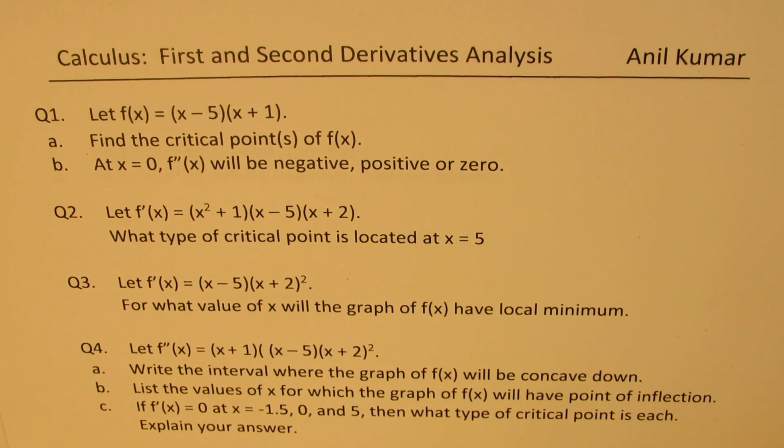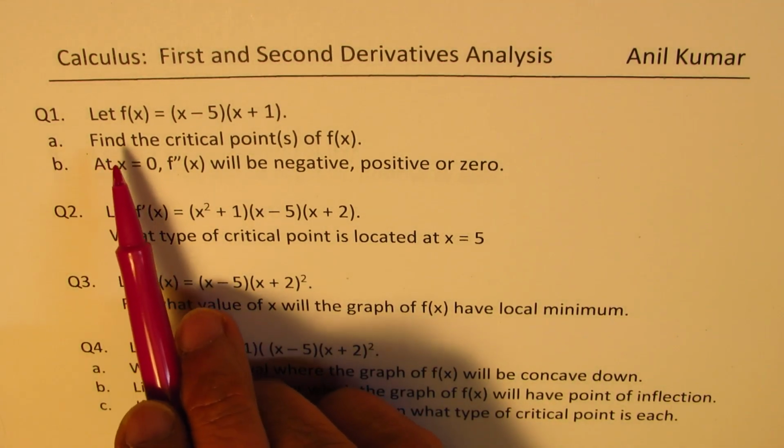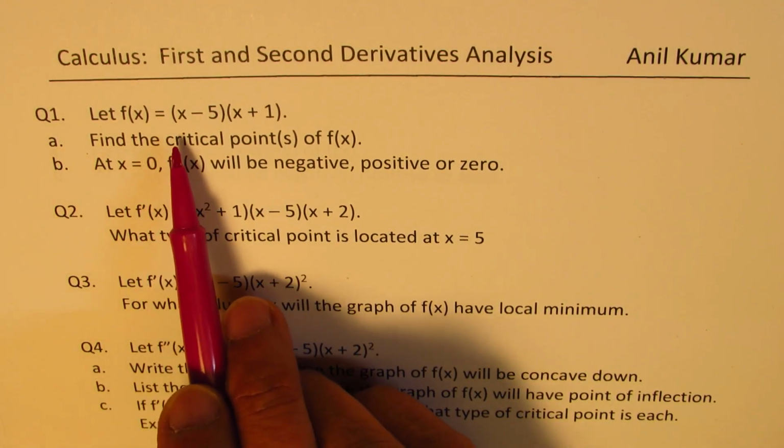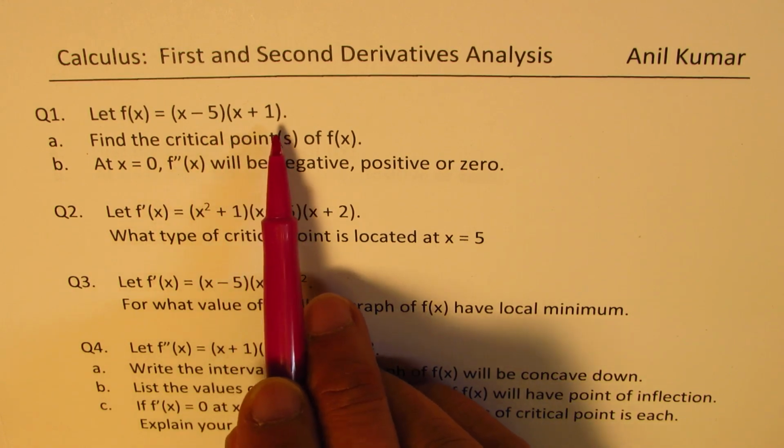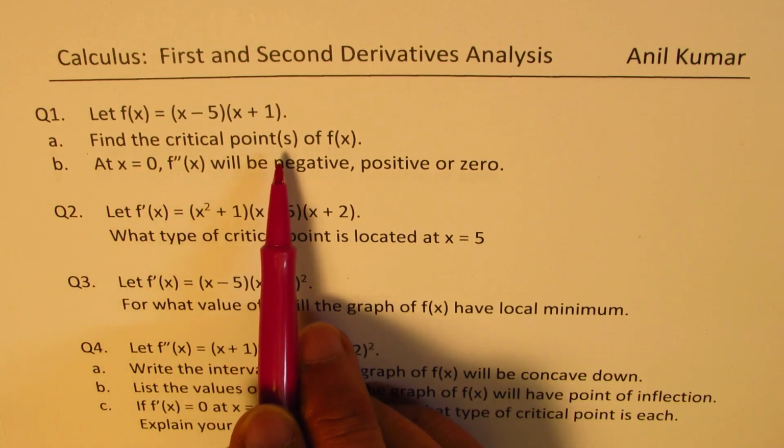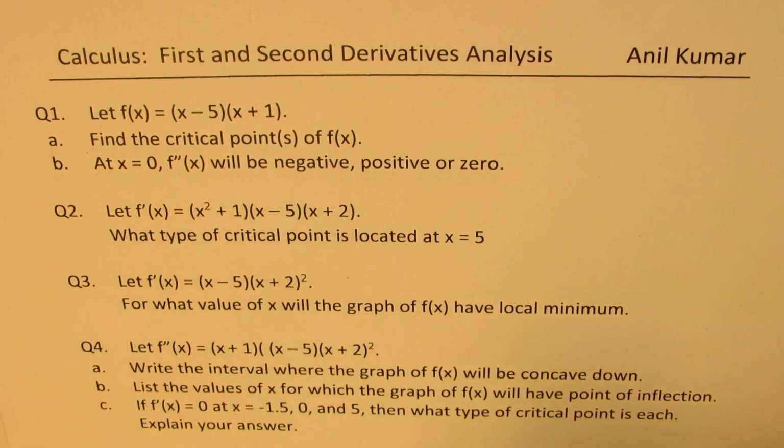Here are 4 questions. Question number 1 is, let f of x equal x minus 5 times x plus 1. Find the critical points of f of x.